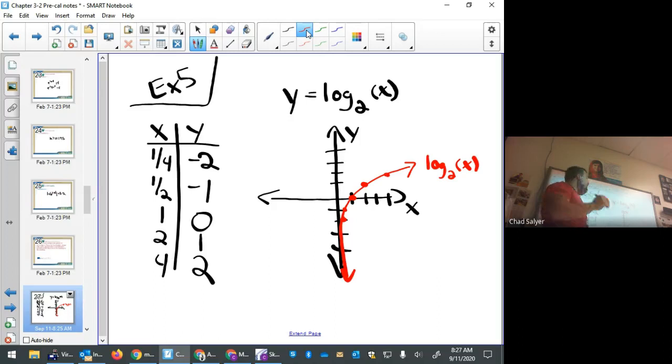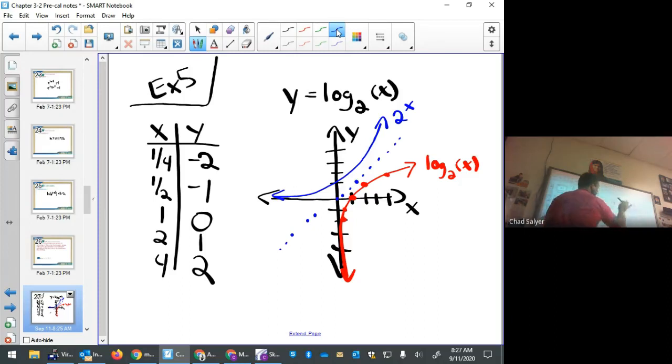Now, I want you to consider for a moment, you remember we did y equals 2 to the x. Do you see how those are inverses of each other? If I were to dot in y equals x, each is the reflection of the other in that line.